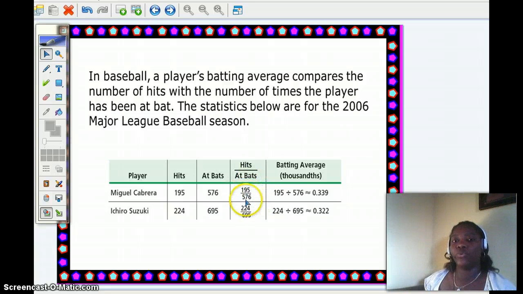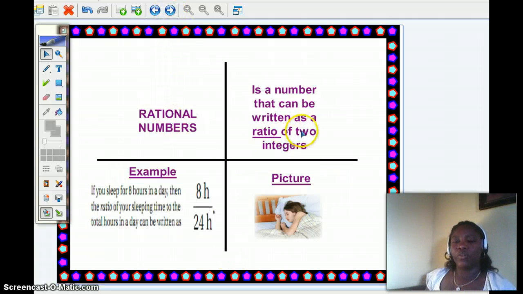The same ratio written in fraction form can also be written as a decimal, which will be 0.339, or the way we normally read this is 339 thousandths. Okay, now let's move on to some vocabulary.